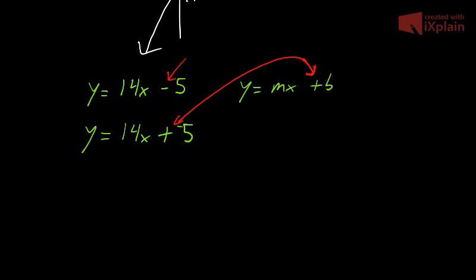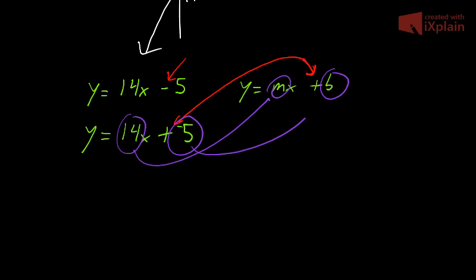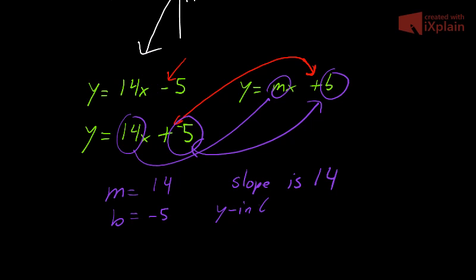So looking at this, that means that my m here is the same as 14 and my -5 is the same as b. So I have m equals 14, b equals -5, which means that my slope is 14 and my y-intercept is -5, which is really useful.